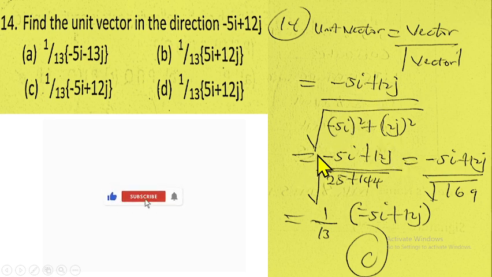So from there we have the denominator: minus 5i squared will give us 25, because i times i will give us 1. Minus 5 times minus 5 gives 25, plus 12j squared gives us 144 as well. 25 plus 144 will give us 169. So the square root of 169 is 13. So we have 1 over 13 multiplied by minus 5i plus 12j, or this over 13. So option C is the correct option if you look at it critically.